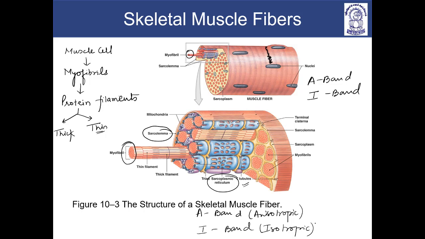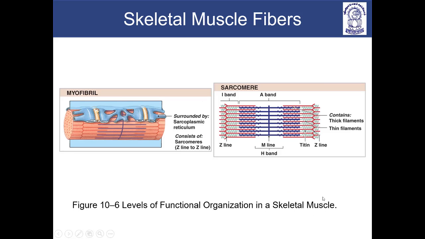Anisotropic band, it is made up of substances with a different refractive index. So this is the A band or anisotropic band. It is between two Z lines or sarcomere. You can see in the next slide.